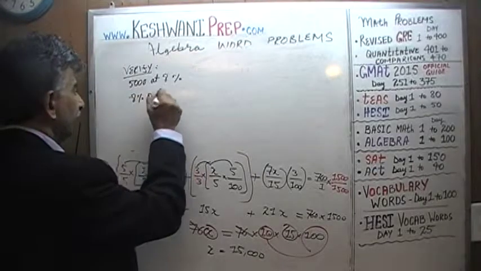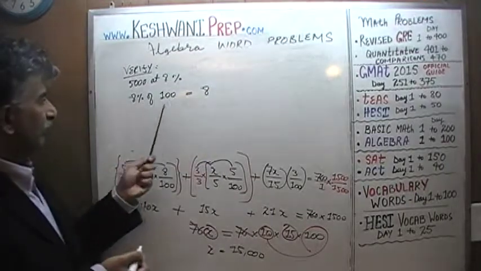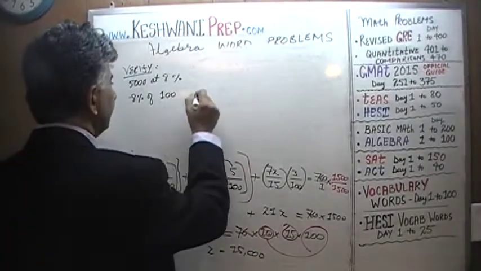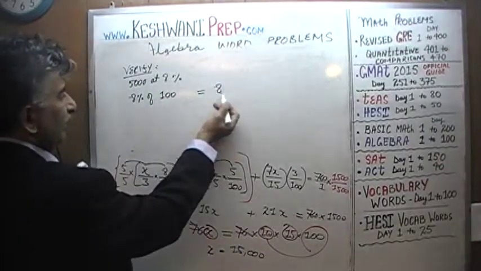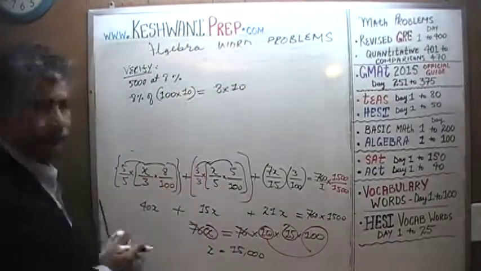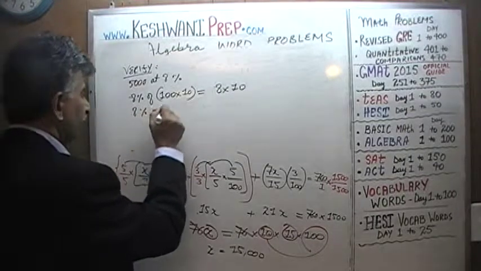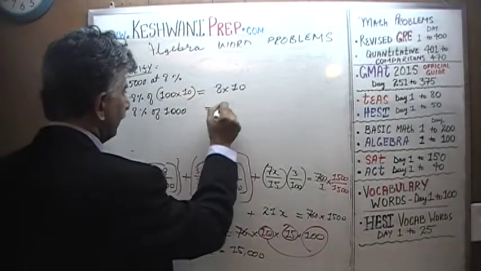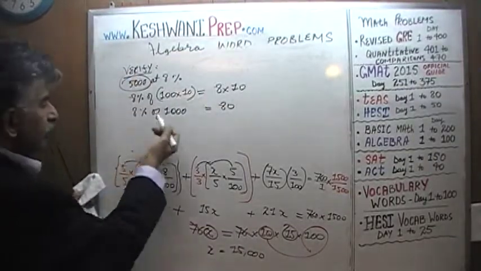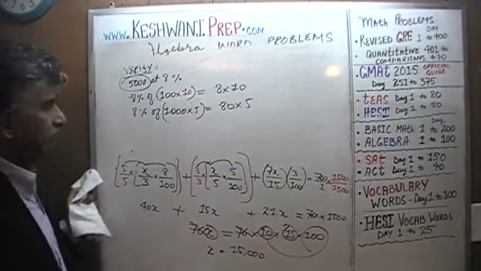We know that 8% of 100 is 8. If 8% of 100 is 8, then 8% of 1,000 must be 80. We don't have 1,000, we have 5,000. So 8% of 5,000 should be 5 times as much, which is 400.